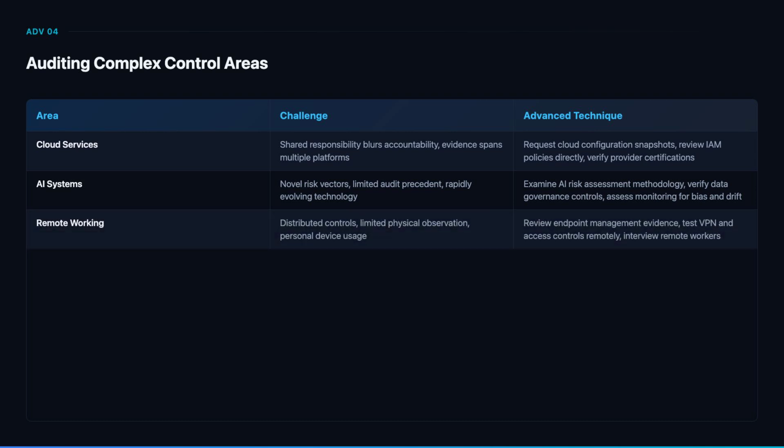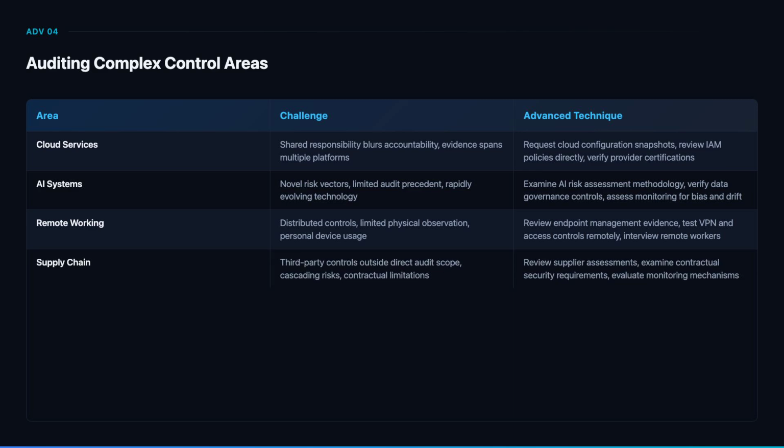Auditing remote working controls requires adapting traditional techniques. Review endpoint management evidence showing that remote devices are encrypted, patched, and monitored. Test VPN and access control configurations. Interview remote workers about their actual practices. Do they use personal devices, share workspaces, or print sensitive documents? Remote work auditing relies more on technical evidence and interviews than physical observation.